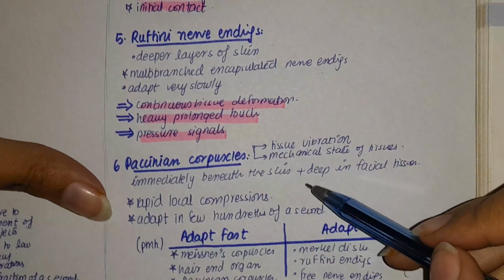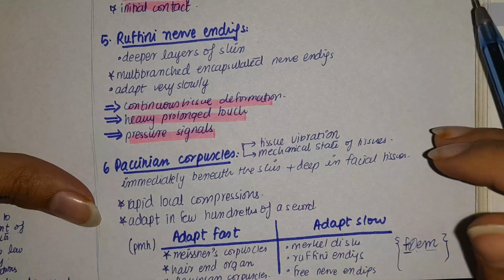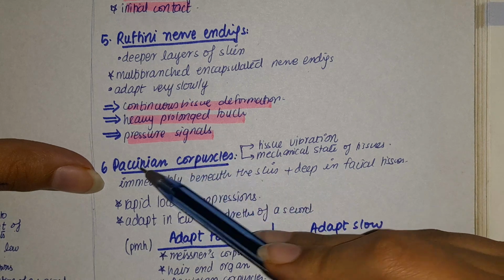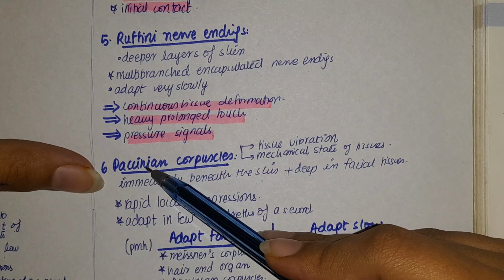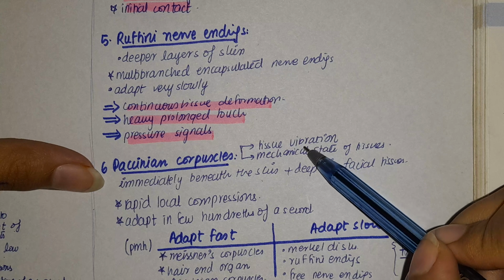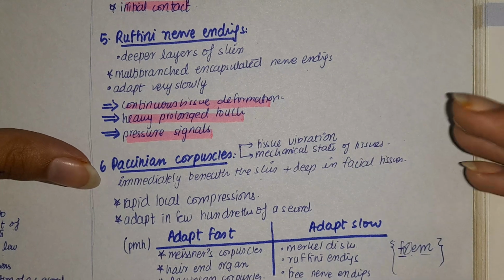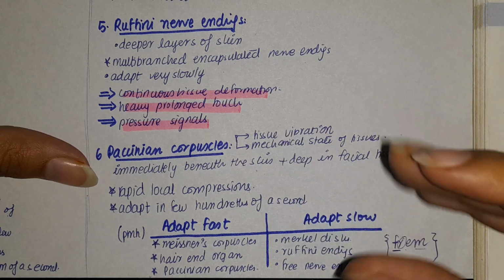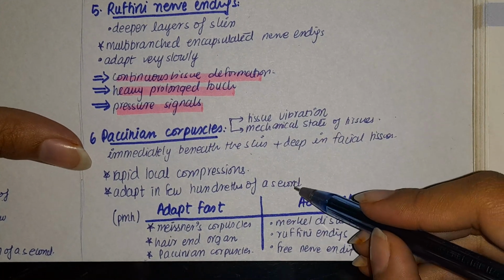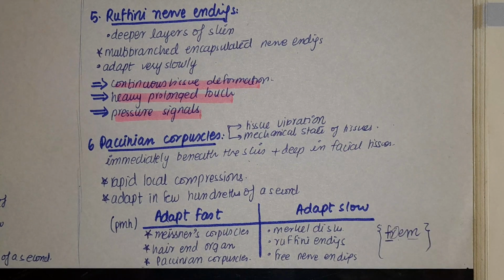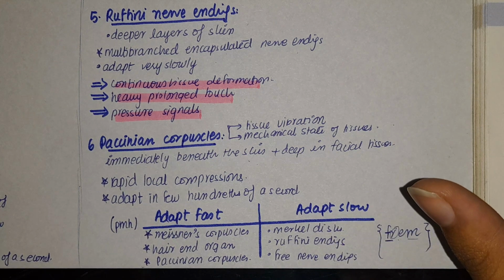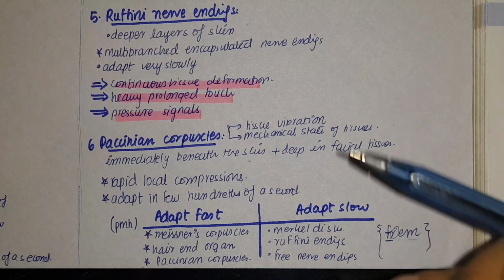Now we have the Pacinian corpuscles. They are present immediately beneath the skin. As the name suggests, P for Pacinian, P for pressure. So they detect vibration, pressure and mechanical state of the tissue. They detect rapid local compressions or local pressure sensations, and they adapt very fast, that is in a few hundredths of a second. Whenever they adapt very fast, it means that they are going to detect any rapid type of sensation, whereas the ones which adapt slowly detect any continuous type of sensation.